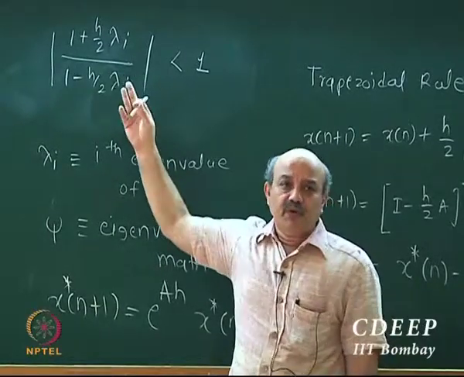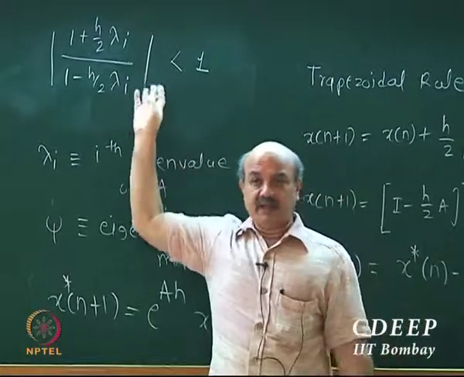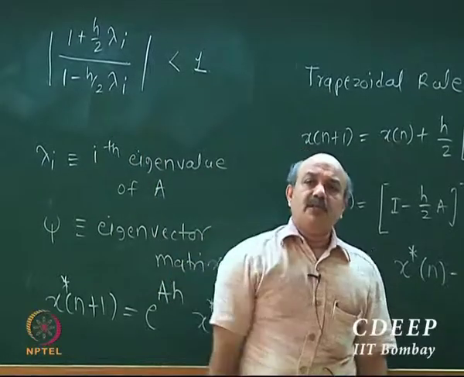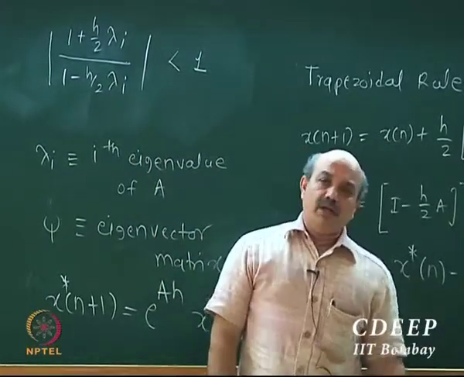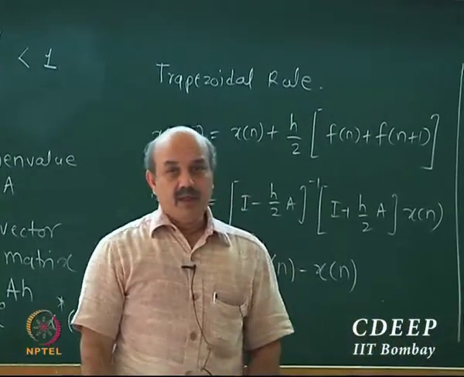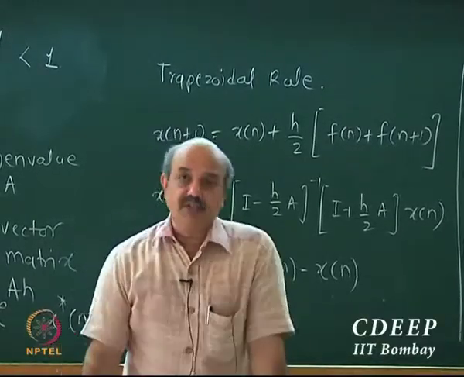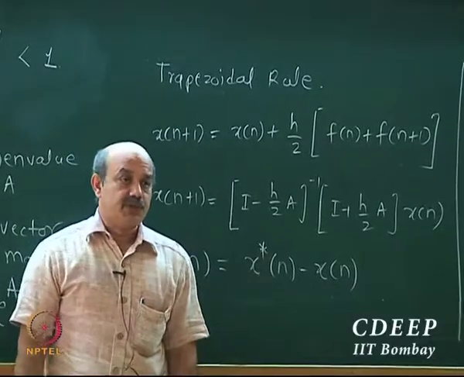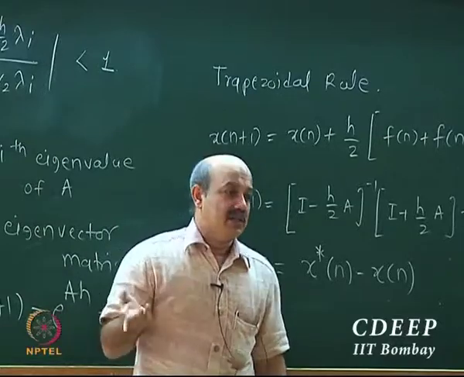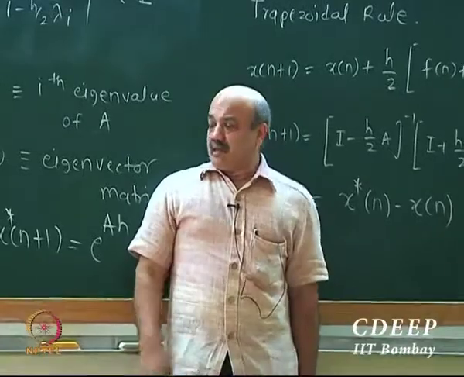You can show that if the real part of each eigenvalue is negative, then this condition is satisfied. That is, all the eigenvalues are always inside the unit circle. Okay. So the trapezoidal rule or implicit Euler are A-stable. You will get solutions which are converging to the true solutions. So these methods are better than explicit Euler or some other explicit methods.